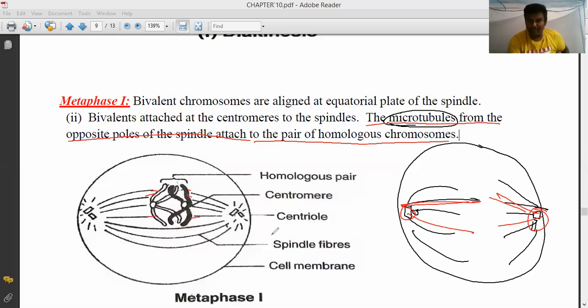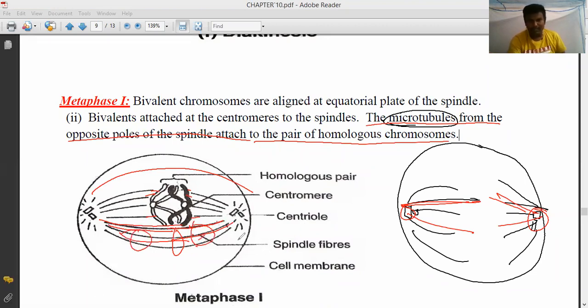Some microtubules, without attaching, move towards opposite poles. Some spindle fibers, 1, 2, 3, did not attach to any chromosome. Like this, some microtubules also move towards opposite poles. Spindle fibers started from here and from here, both are attached. Started from here and here, both are attached. These are called spindle fibers.